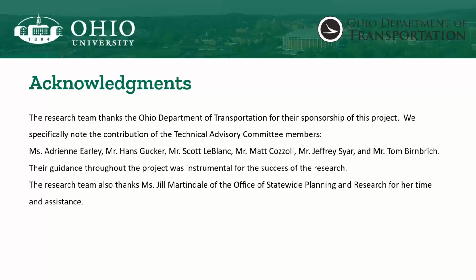So I think that's all I have, and I'm going to say a few words about how amazing ODOT is. So first, I would thank the Technical Advisory Committee, Adrian, Hans, Scott, Matt, Jeff, and Tom. That's super awesome. I had fun the whole time too. I learned a lot from them, and they're super awesome, and they're cute too.